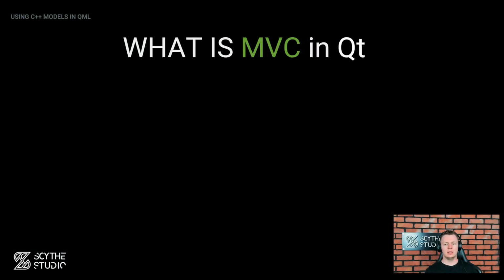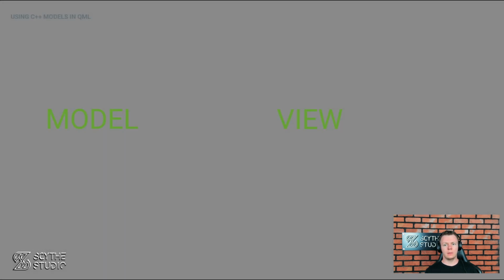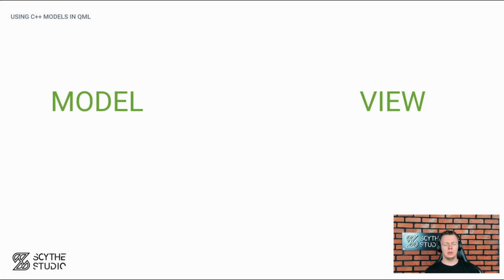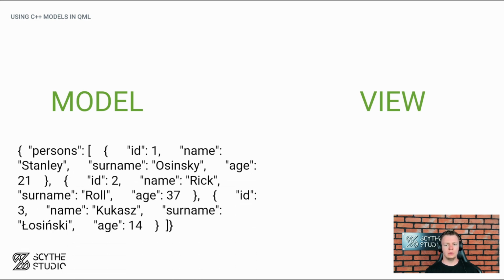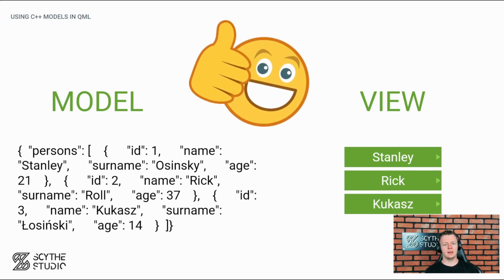Before we start, let's talk about what the model view pattern system in Qt actually is. It's a bit like MVC, the model view controller pattern, but still it's a bit different. Models represent data sources, while views define how the data should be presented to the user. The separation of data and presentation allows a more modular and flexible design architecture.